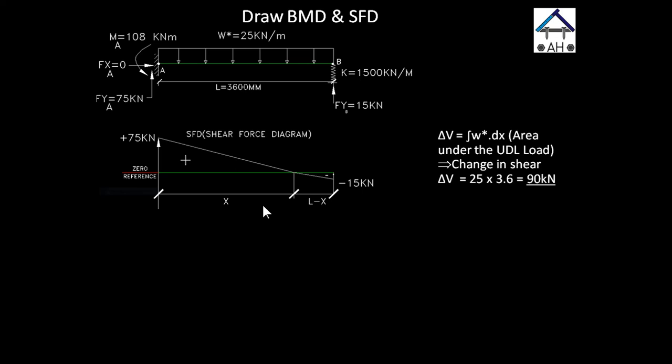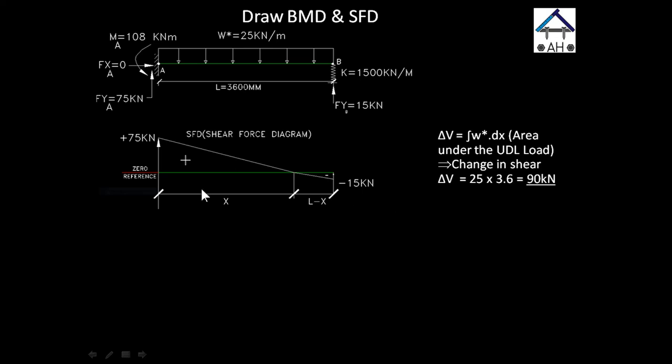Okay, and this all makes sense because to keep all internal forces in equilibrium, we are expecting a reaction at FYB of 15 kilonewton, which we calculated before. So this is how you do the shear force diagram, and if you understand this, you'll be able to understand how to draw a shear force diagram for any problem.